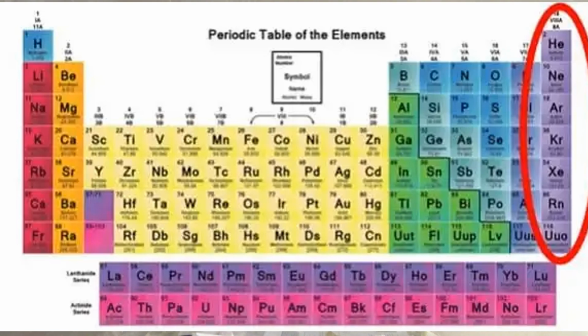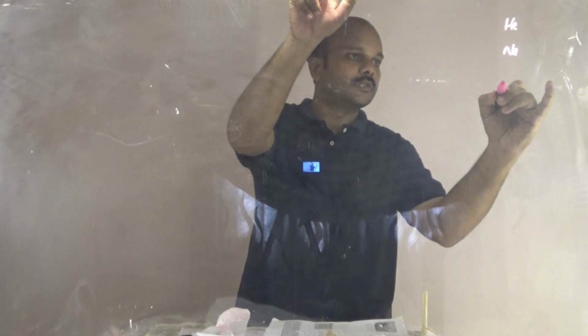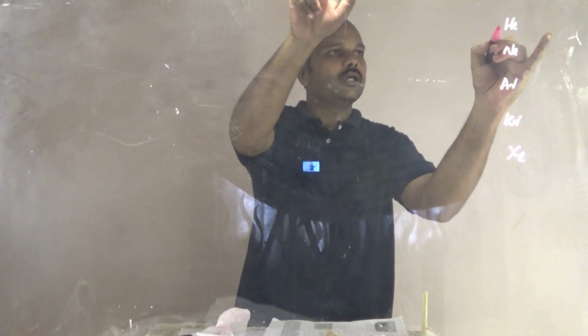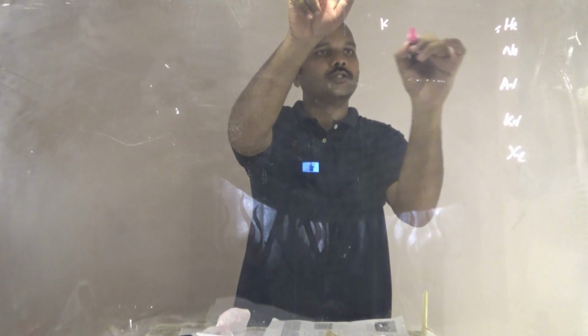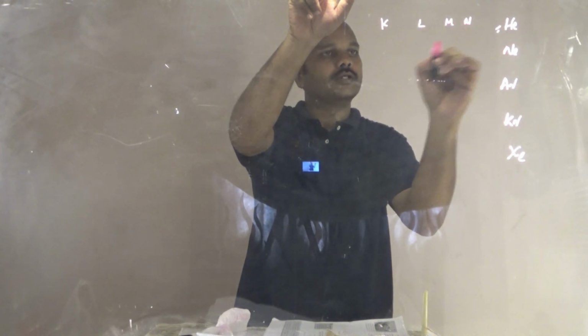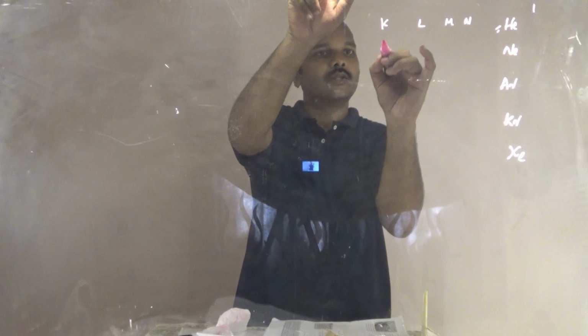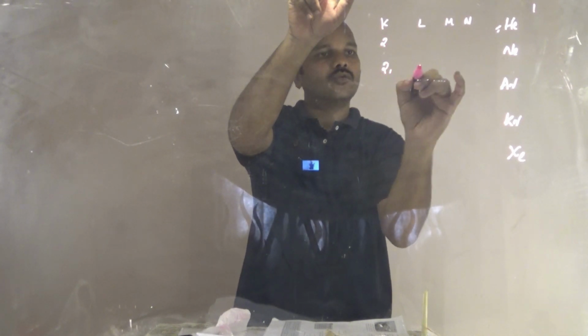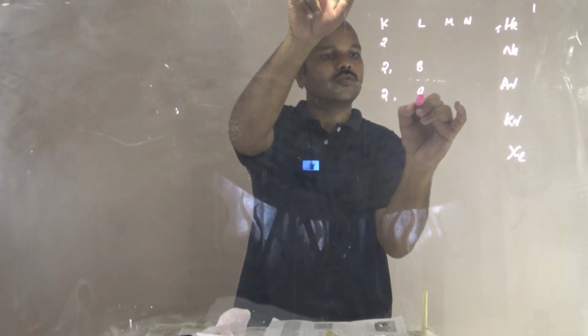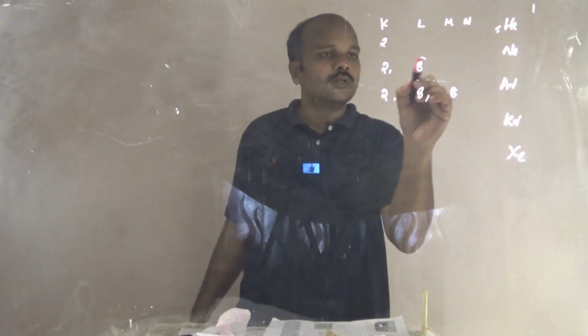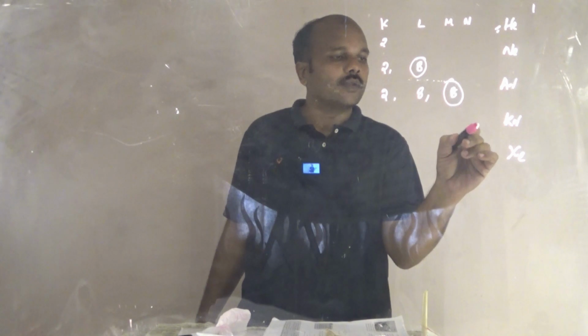You can see helium, neon, argon, krypton and xenon. These are the elements. You know the number of shells, K, L, M and N. If I write the electronic configuration, helium has 2 electrons. Neon has 2, 8 electrons. Argon has 2, 8, 8 electrons. Subsequently, if you look at the outermost shell, it is always filled.